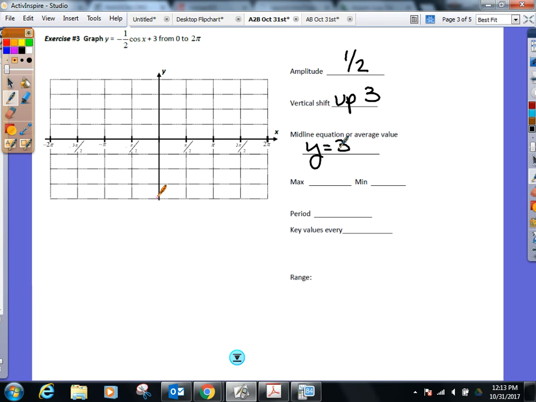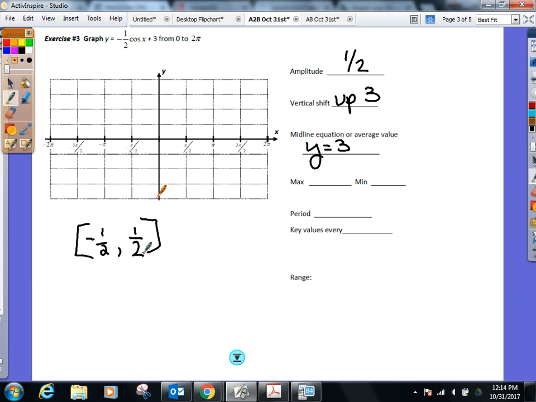Isabella, ready? Before I shifted it, -1/2 cosine x. What was my minimum? What was my maximum before I shifted it up 3? -1/2 and... Remember, that tells me what it goes down to and what it goes up to. So a minimum of -1/2 and a maximum of +1/2. We okay? Everyone else all right? That's what that number out in front told us yesterday: what it goes up and down to, minimum and max.